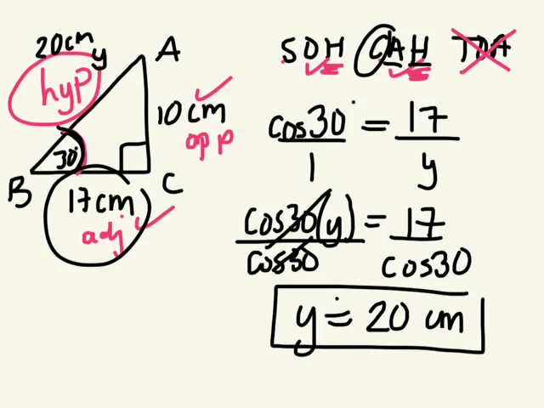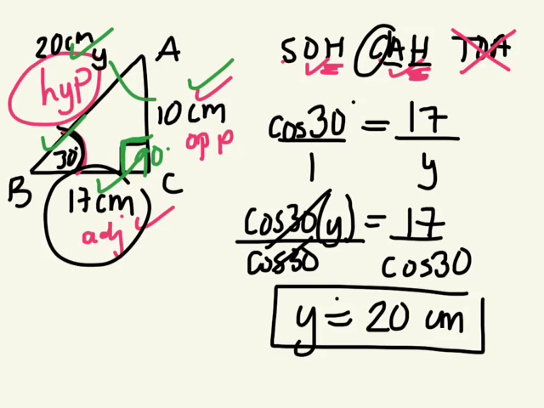Again, the question said solve the triangle. We have 1, 2, 3 side lengths. We know this angle because it was given. Do we know this angle? 90. We need to find angle A. There's a couple ways we can do this. What's the easiest way to find the missing angle?